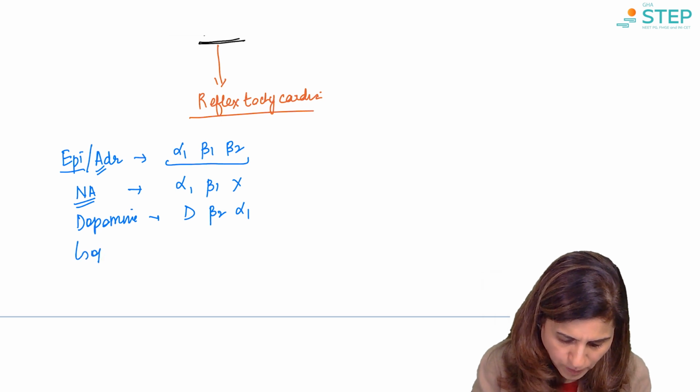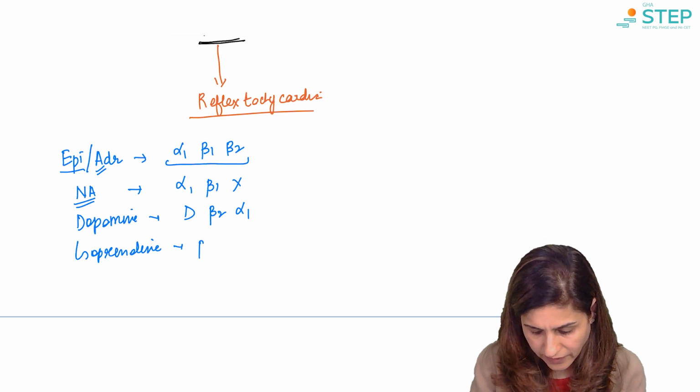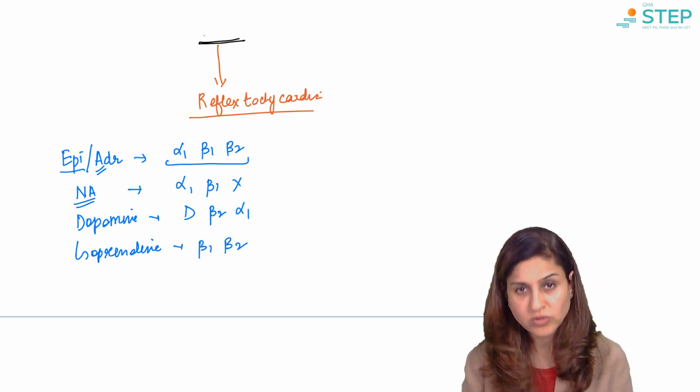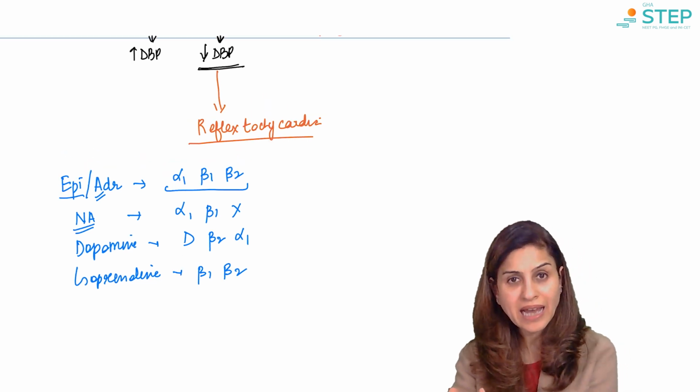Coming to isoprenaline. Isoprenaline acts on the beta receptors, beta 1, beta 2. So no alpha effect here. So let's have this in picture and now go to the graph.